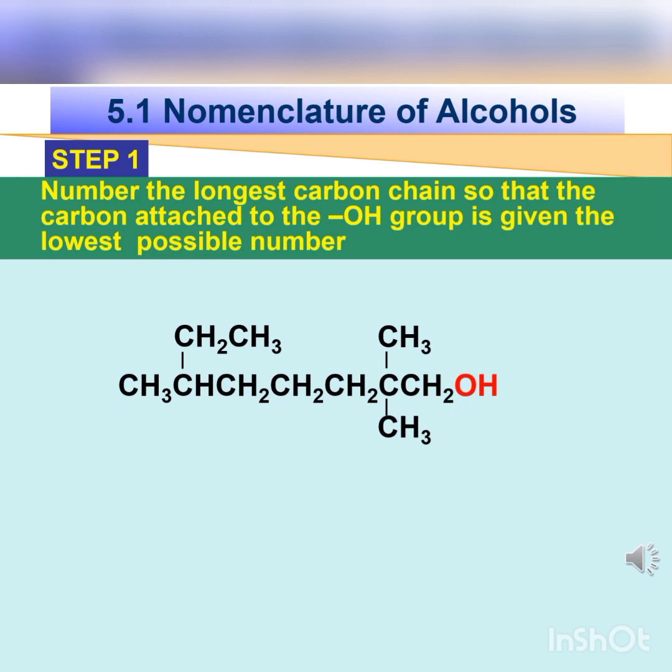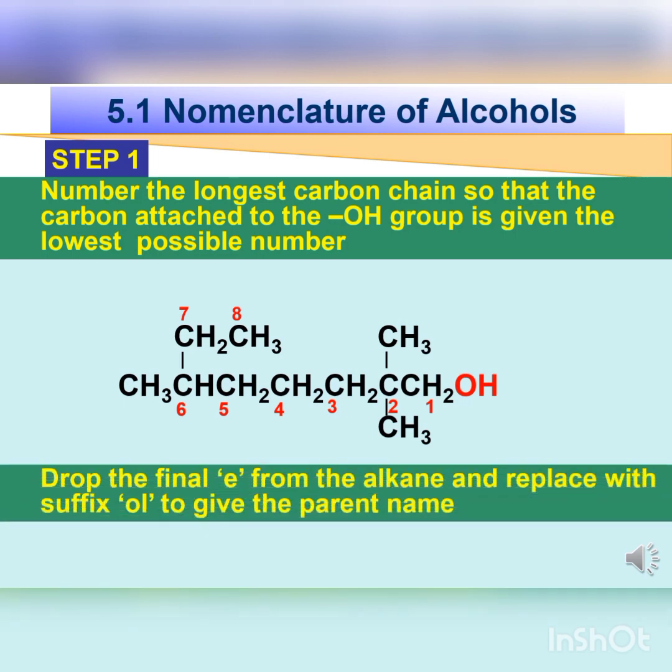After we find out the longest carbon chain consists of 8 carbons, we number it. Since there are 8 carbons in the alkane, we name it octane, but when we turn it into an alcohol, we drop the final E from the alkane and replace it with the suffix -ol to give the parent name. So octane will become octanol.